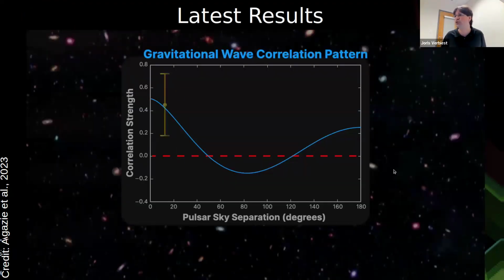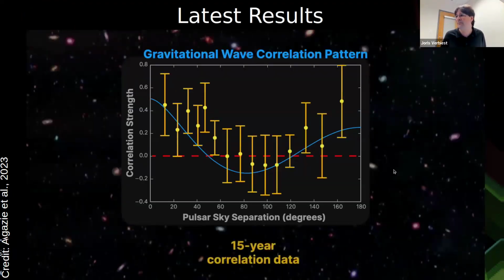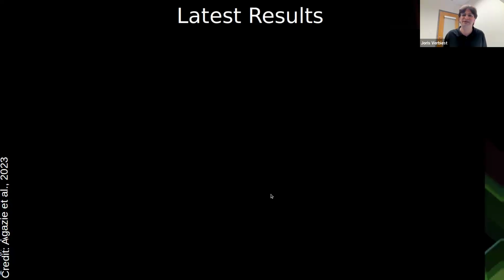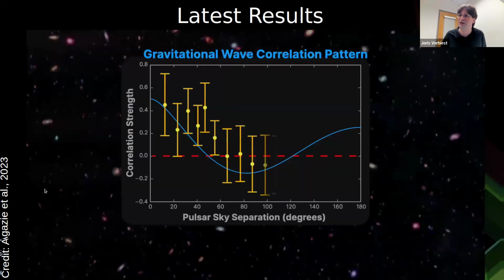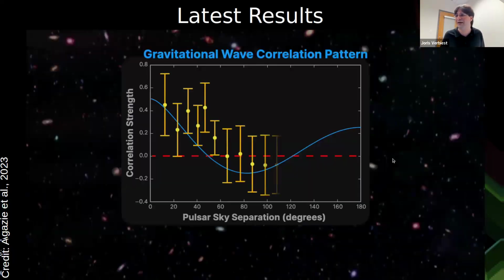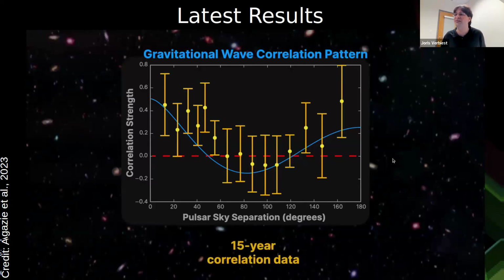So, notwithstanding all of the problems and challenges that we've had, we still got somewhere where we'd like to be. I haven't been able to get this animation to stay up on the screen for very long. Yep, there you go. But basically, this is the latest result from NANOGrav published in 2023, where the yellow error bars are the measurements. And you can see there is a bit of a quadrupolar phenomenon there. It's not quite as clear as you might want it to be.